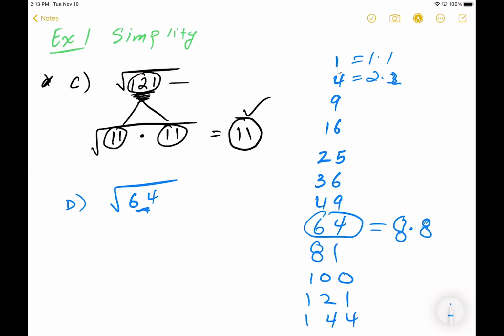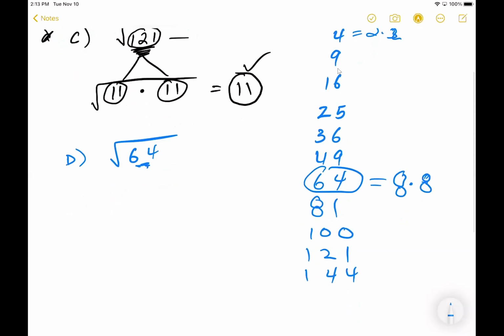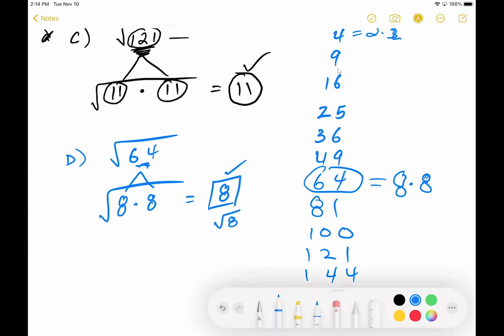And if this is a perfect square, they ask what you can bring to the outside. We can see that 8 times 8 is a perfect square, and if you want to bring it outside, you can only bring out one of the 8. Do not put it under the radical. Again, your goal is to get rid of the radical, and to get rid of the radical, we simplify the perfect square.